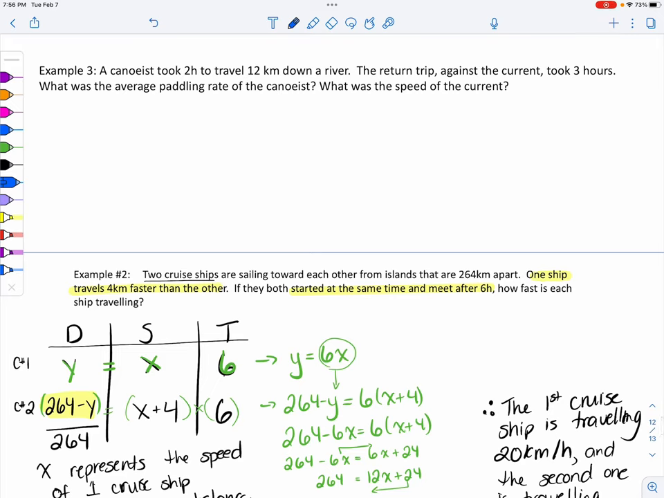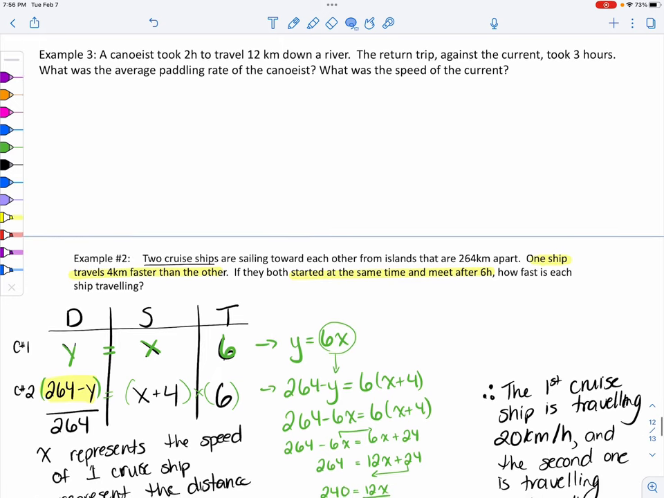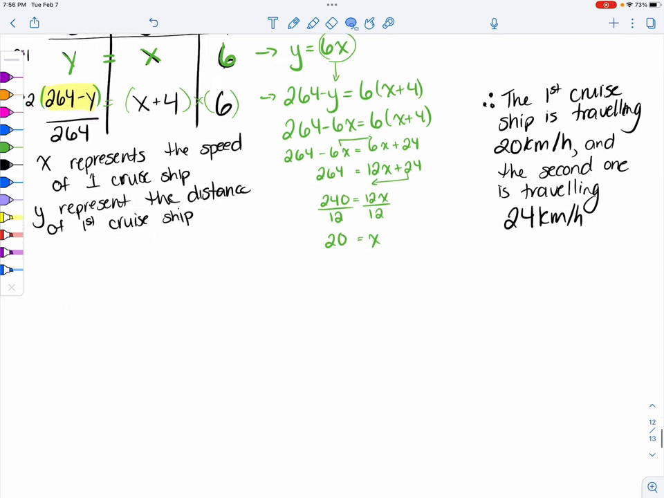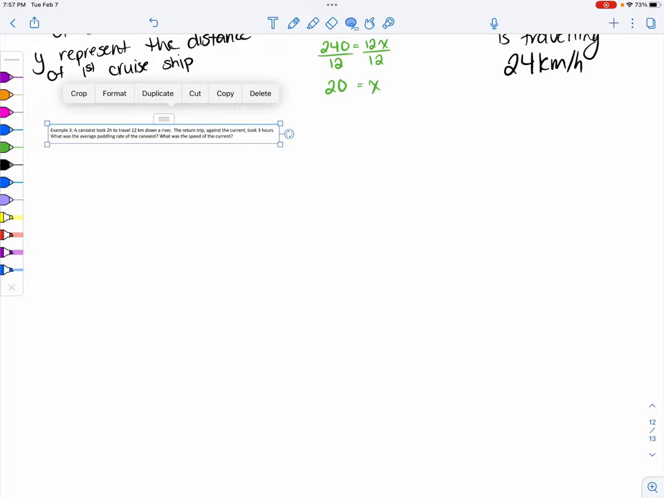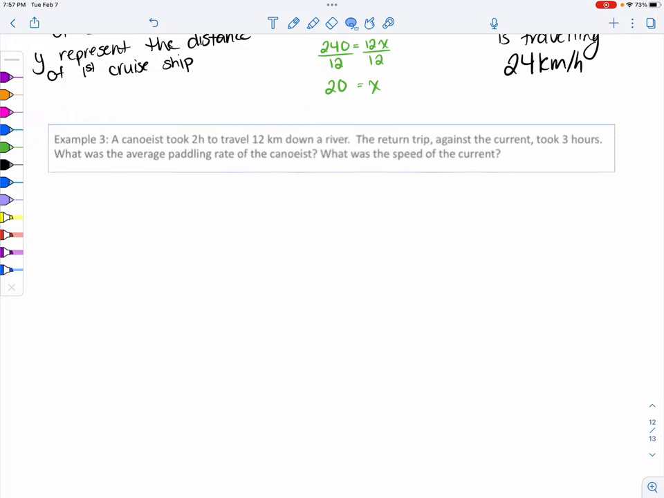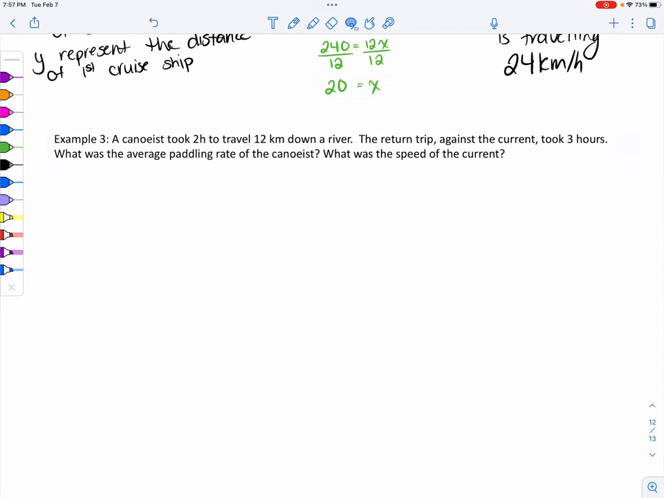A canoeist took 2 hours to travel 12 kilometers down a river. The return trip against the current took 3 hours. What was the average paddling rate of the canoeist, and the speed of the current? So think about this question here. This one's different. This one has two speeds working together.